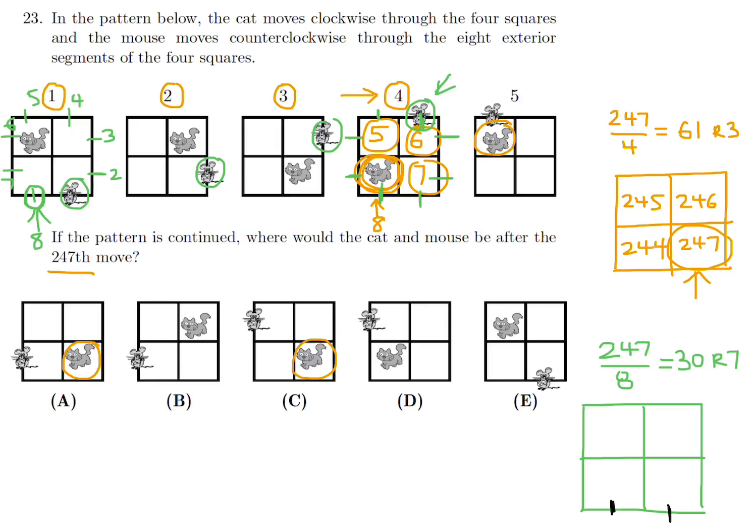241, 242, 243, 244, 245, 246, and this is the 247th position. So the mouse will be here. And between A and C, that's right here. The mouse is right there. So 23, the answer is A.